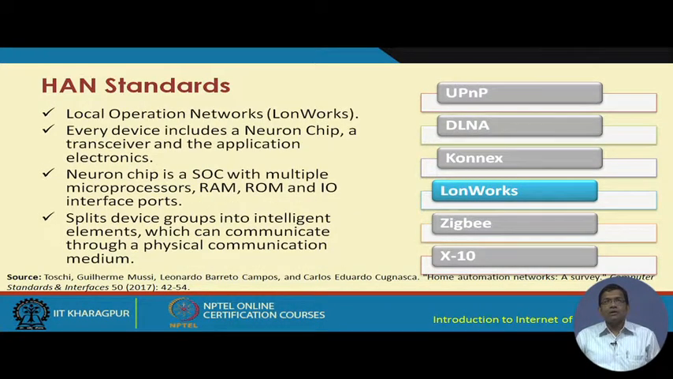Then we have the LonWorks, local operation networks, where every device includes a neuron chip. LonWorks has different devices which include something known as the neuron chip, which has a transceiver and the application electronics. The neuron chip is a system on chip with multiple microprocessors, RAM, ROM, IO interface ports and so on. It splits the device groups into intelligent elements which can communicate through a physical communication medium.